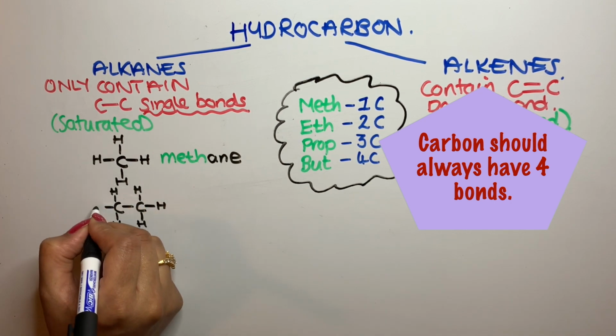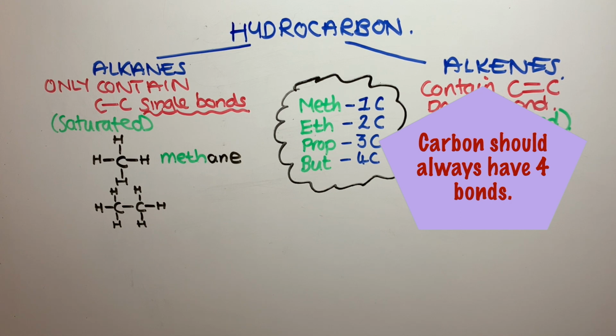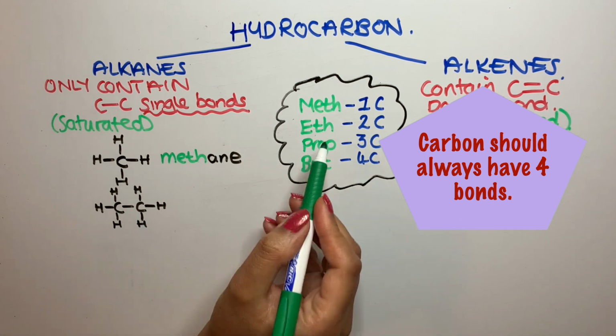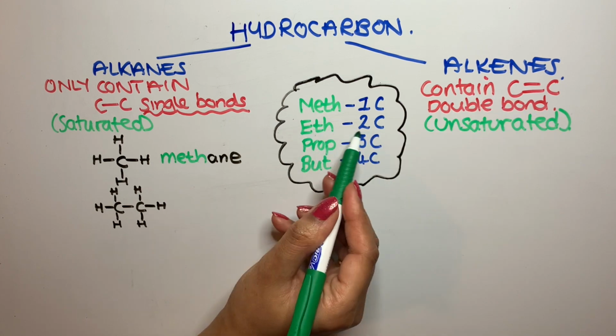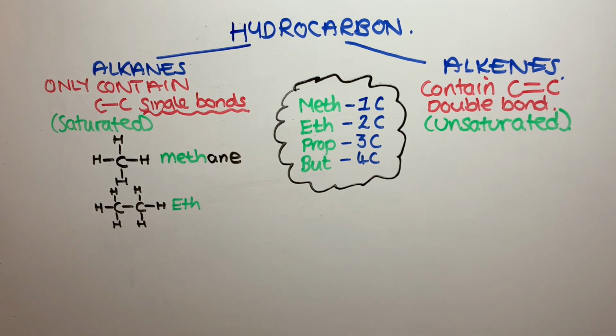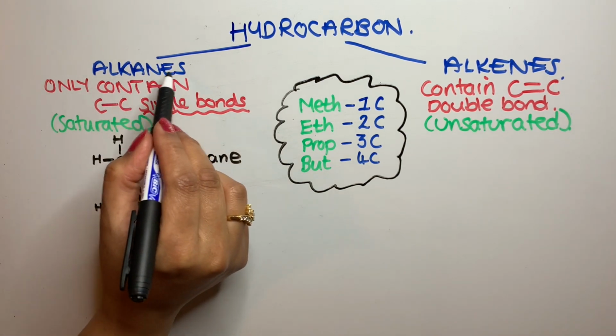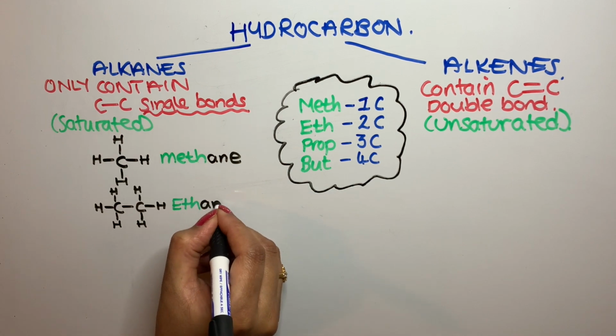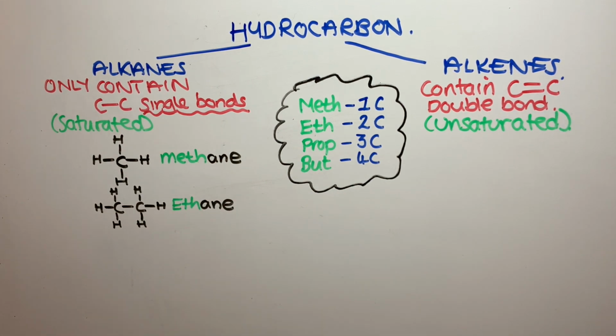So I write my H for hydrogens at the end. Now for this one, because I have 2 carbon atoms, the first part of the name is going to be eth, because eth means 2 carbon atoms. And again, it's an alkane, so the second part of the name is ane.